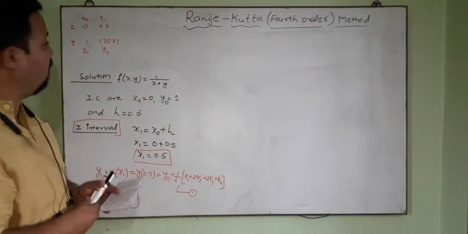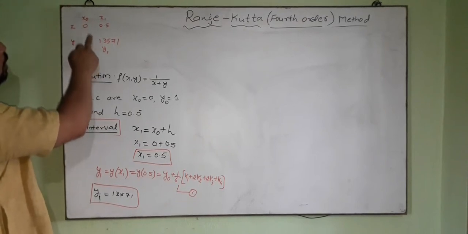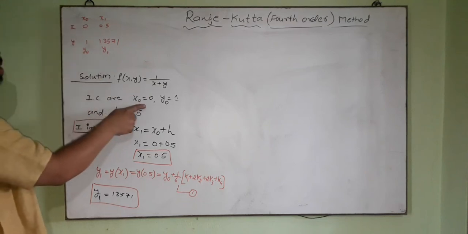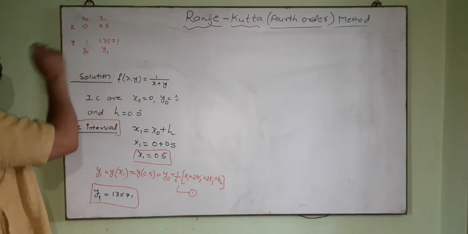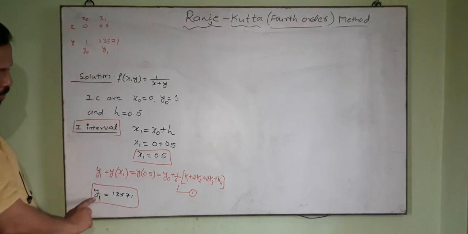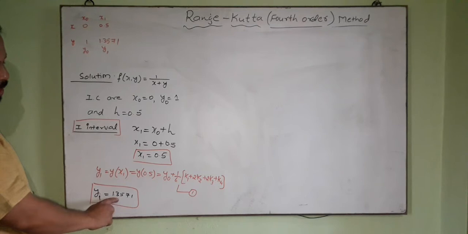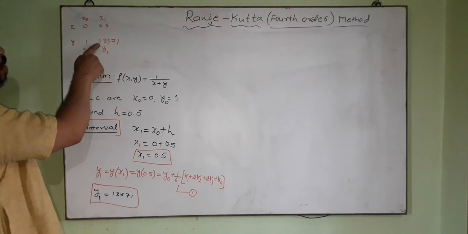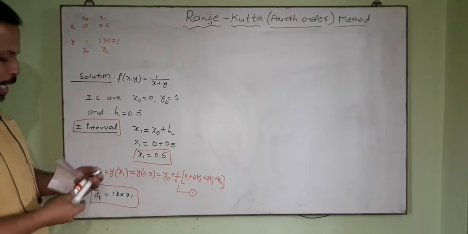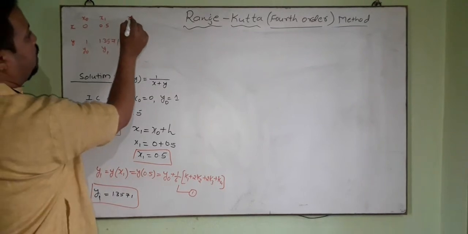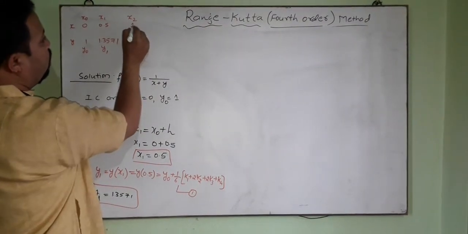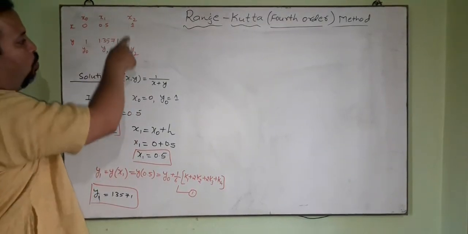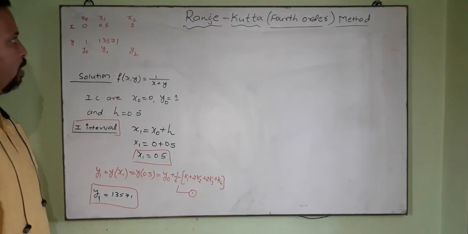I wrote here a table. This is the initial conditions, that is at x0. Here it is, x0 is equals to 0. Then what is the y0? Is 1. So similarly I have found it at y1. Y1 will be 1.3571. At x1 0.5, the y1 value is 1.3571. So at the next stage, that is x2, we have to find, it is 1. What will be the value? That is y2. At this point x2, what is the value of the y2? We have to find it.